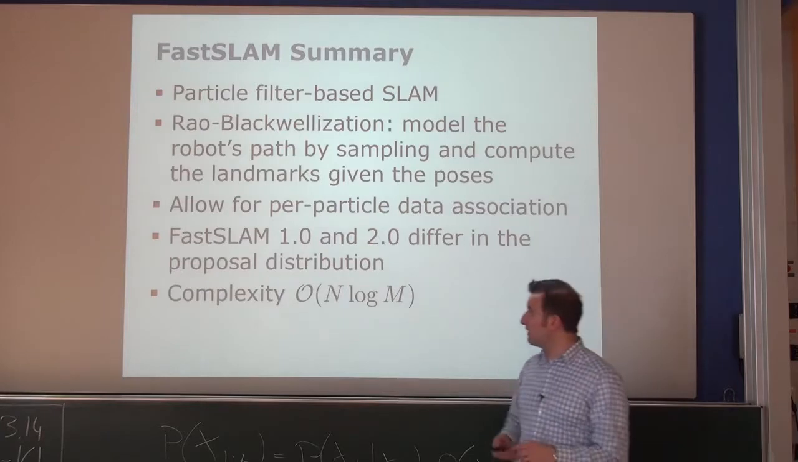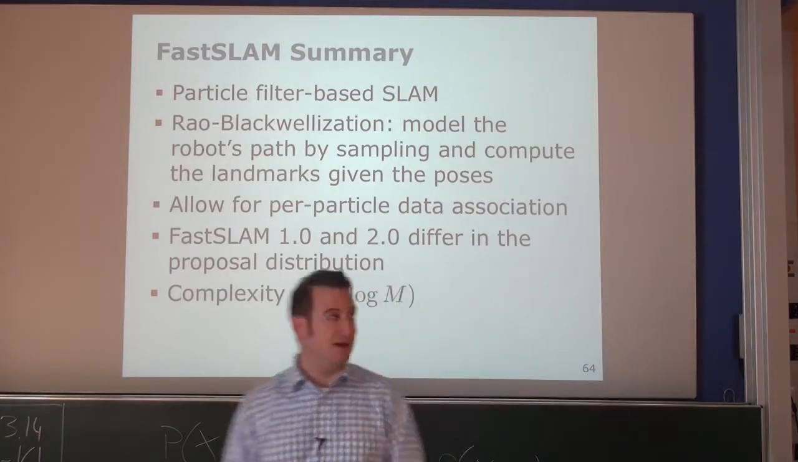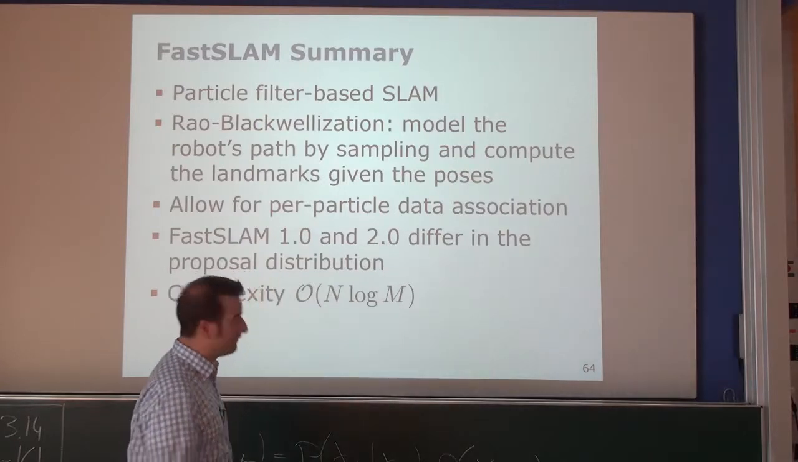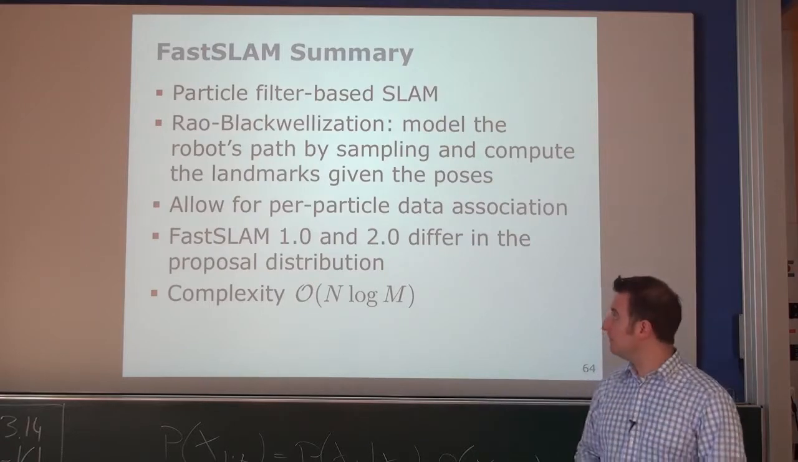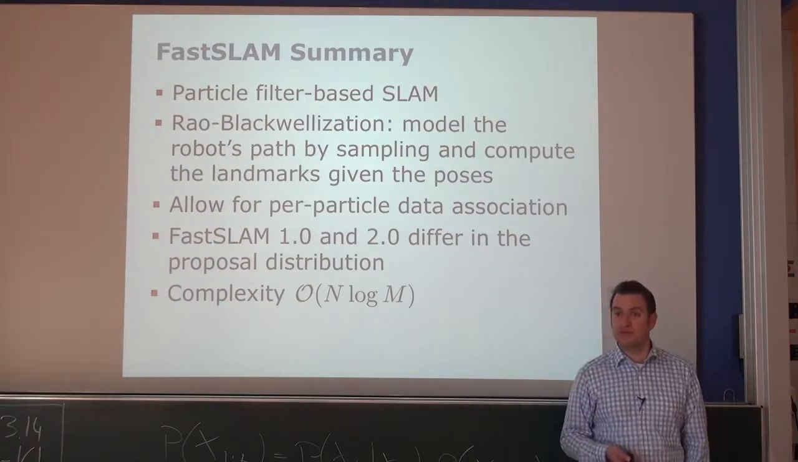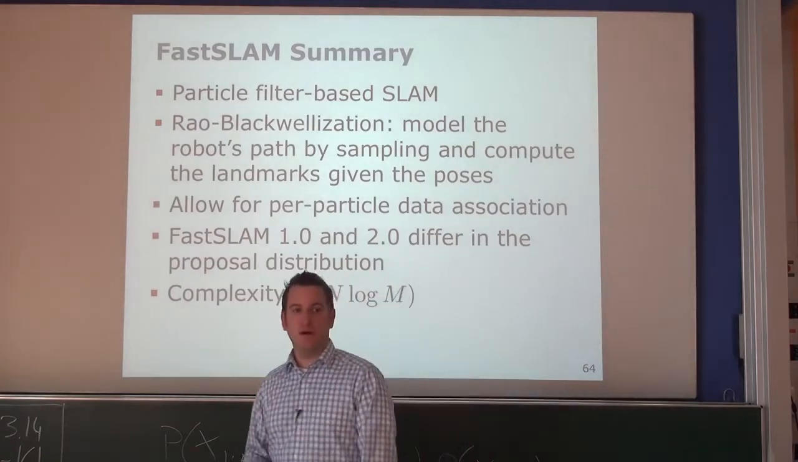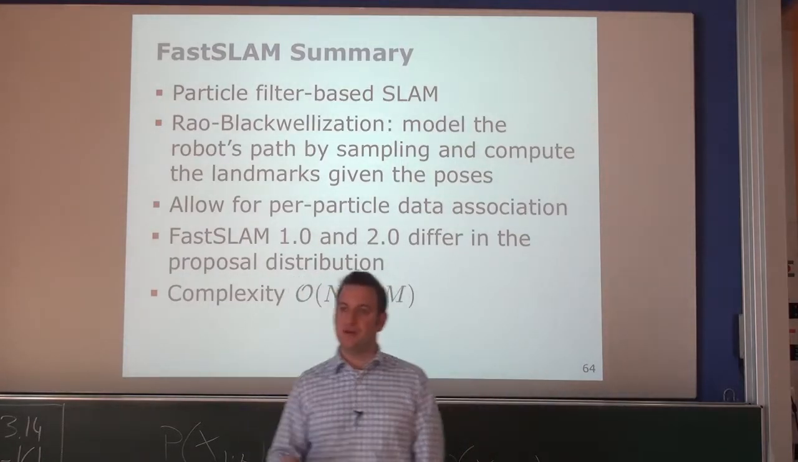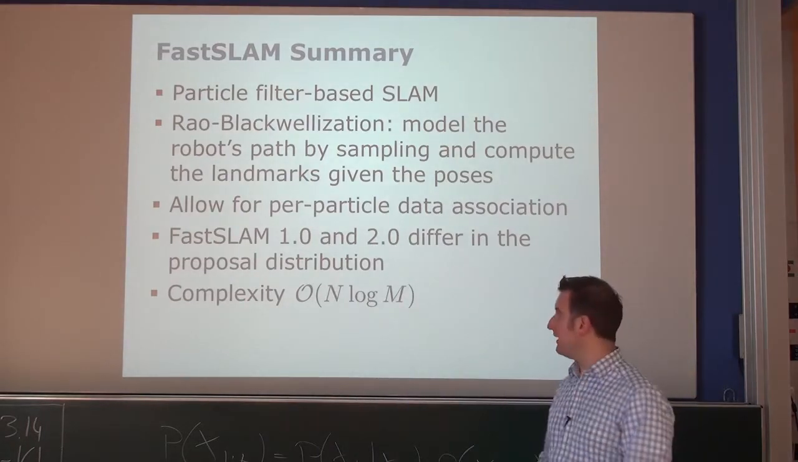And using this with landmarks, Mike Montemerlo coined this term FastSLAM. And there's FastSLAM 2 and FastSLAM 1. The main difference between FastSLAM 1 and FastSLAM 2 is that FastSLAM 2 uses a so-called improved proposal distribution. So a better proposal distribution which takes into account also the most recent sensor observation in order to have a more peaked distribution around the areas of high likelihood.